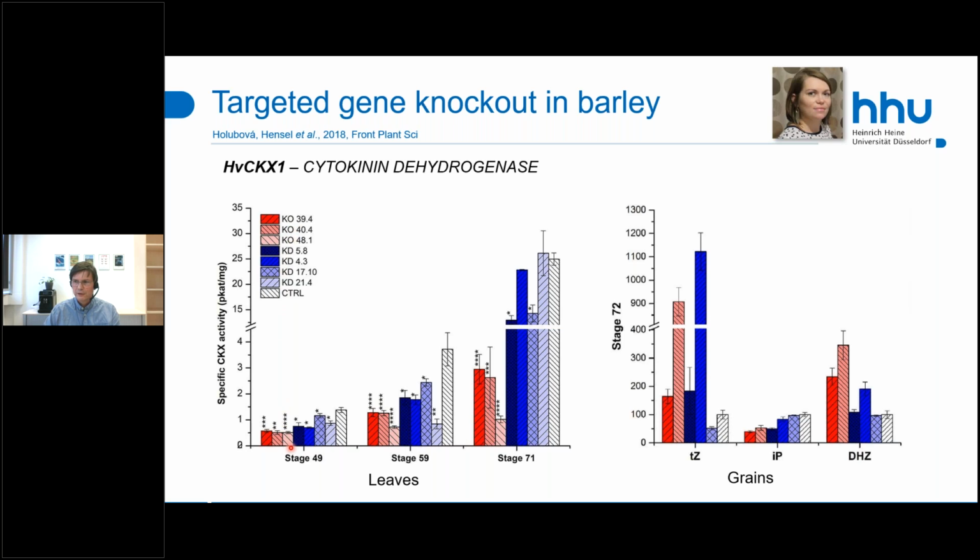What you can see here is cytokinin activity over the development of a plant. In gray, you see the wild type, and in blue and in red, you see the transgenic mutants, either knockdown or knockout. As you can see, there is a statistically significant reduction in the cytokinin content in those plants. We can also observe, although not statistically significant, an increased cytokinin content in the grain.